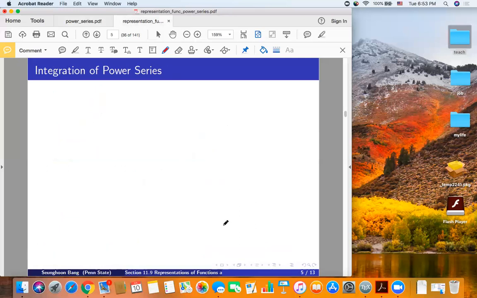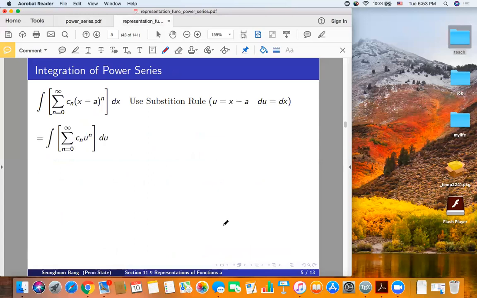The integration of power series. Here, how can you find this one? Use substitution. u equals x minus a, find du: (x minus a) prime dx is 1 times dx. The next change: x minus a is like u. You can plug u into here. dx is du. So we have here and here. The next integral: c0 plus c1u plus c2u squared plus c3u cubed and so on.